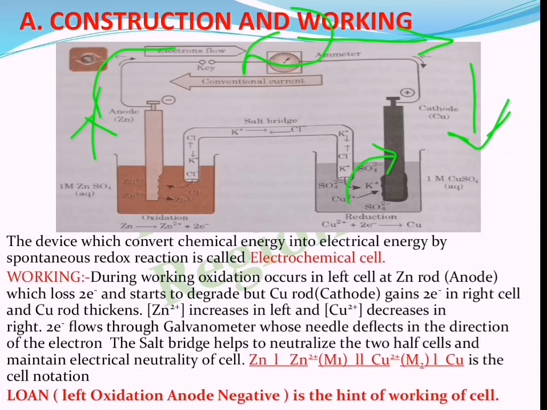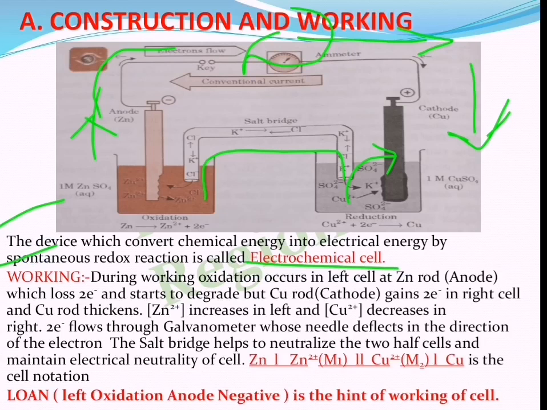And here in the middle you see a salt bridge connecting the two half cells. The salt bridge, you know very well, helps in maintaining the neutrality of the cell and helps in the conductivity. So look at the definition: the device which converts chemical energy into electrical energy by spontaneous redox reaction is called electrochemical cell. Working, I already told you.